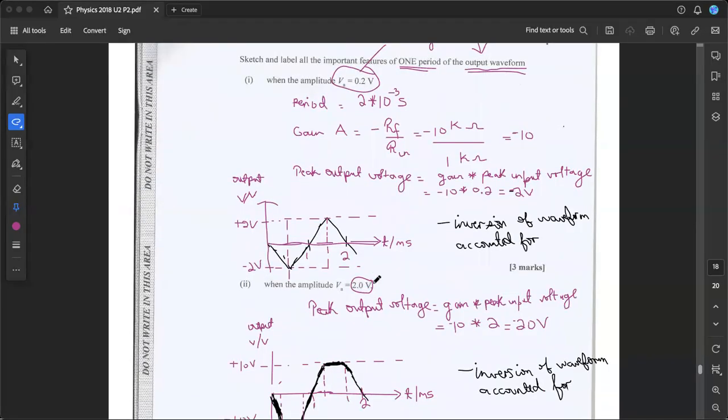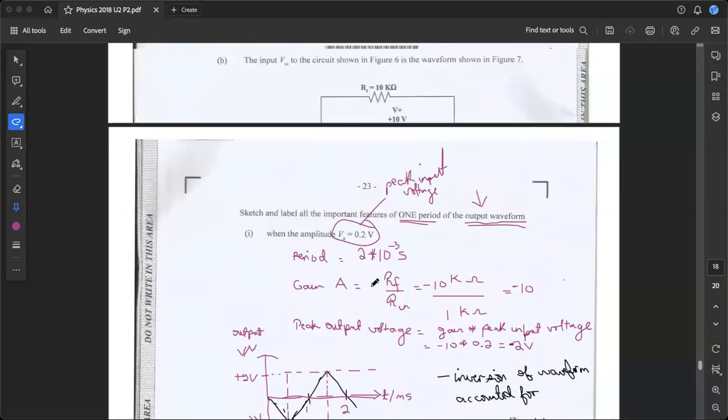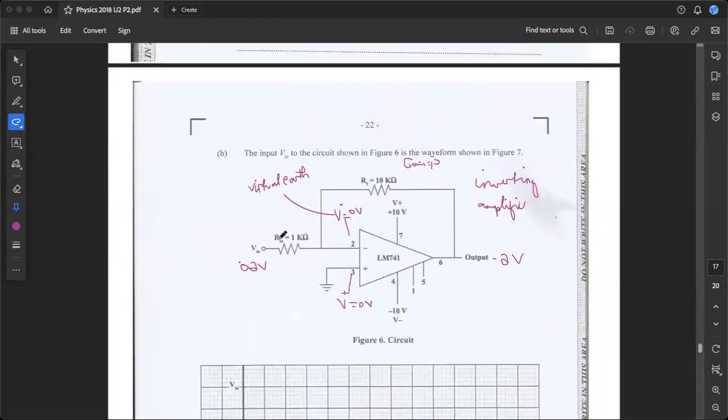Okay, so moving on to part 2, we're going to do something similar. Now our peak amplitude or peak input voltage is 2.0 volts. So if I go back up here, I'm changing the 0.2 volts for my peak input voltage to 2.0 volts. Again, my gain is the same, -10 over 1 to calculate the gain. So my gain is still -10.